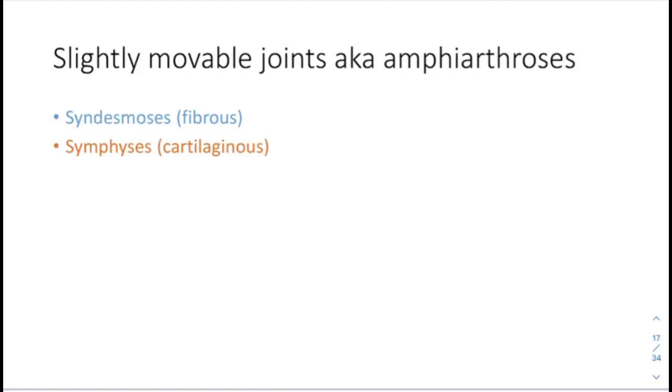Okay, and now slightly movable joints, also known as amphiarthroses. We have syndesmoses, which are the bones connected by ligaments, because remember desmo means ligament, like the distal tibiofibular joint, which is connected by that short ligament, and like the interosseous membrane, which connects the radius and the ulna. And then we also have symphyses, like the intervertebral discs and the pubic symphysis.